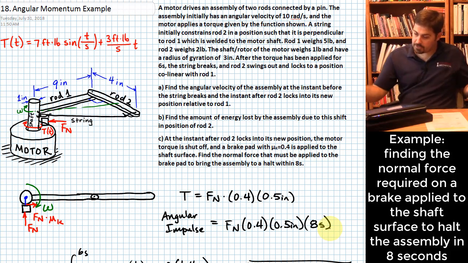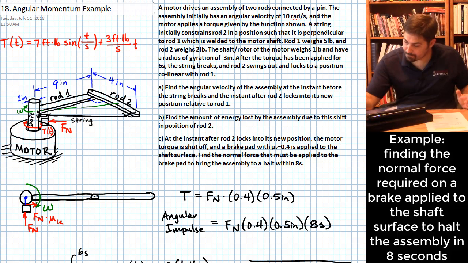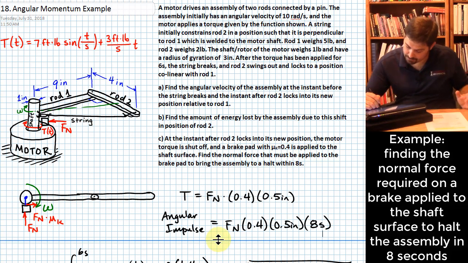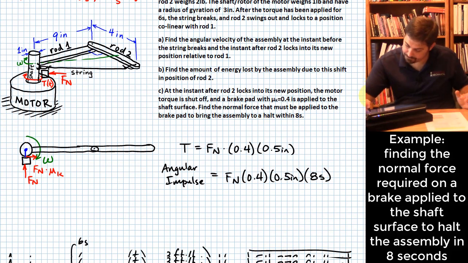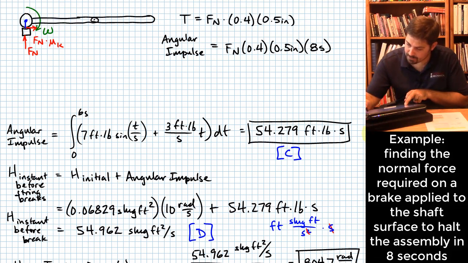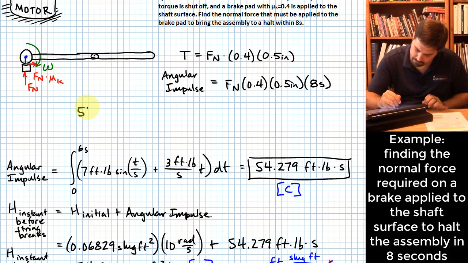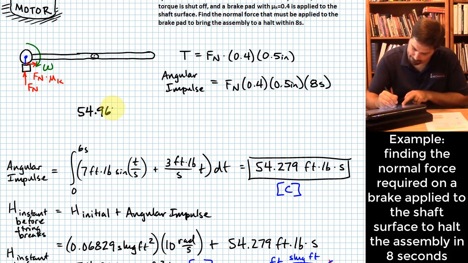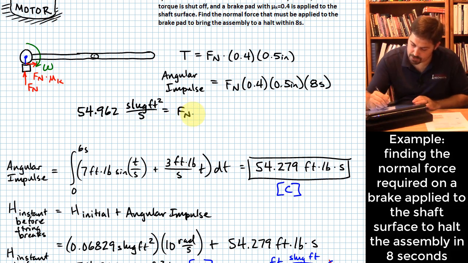Okay, and so the only question is, how much momentum must this bleed off, right? And the answer to that is all of that momentum that happened either before or after the string broke, either way, that is the amount. So 54.962 slug feet squared per second is going to be equal to that force that I have to push with times 0.4 times 0.5 inches times 8 seconds.